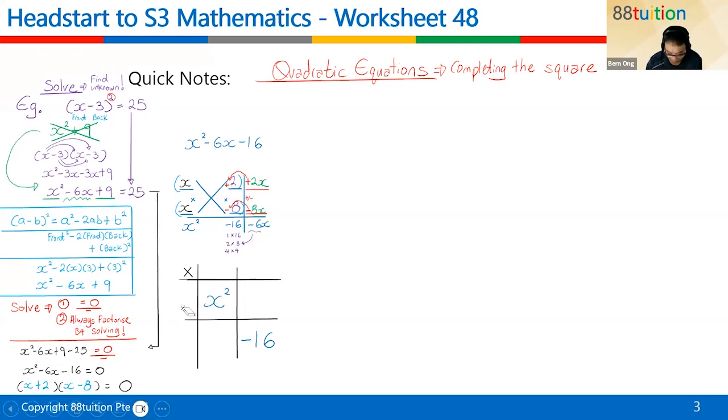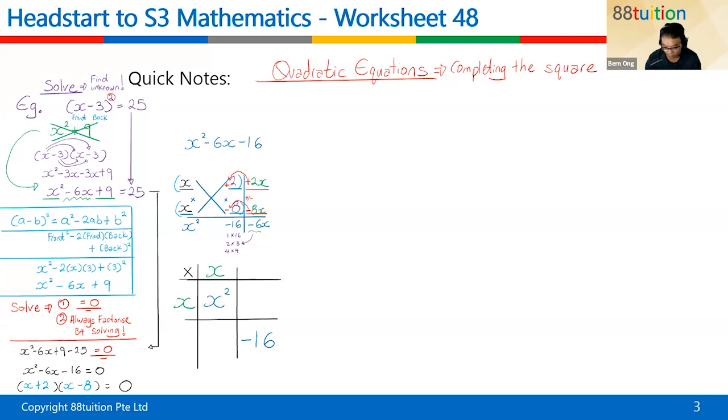So what times what gives you x square? The only possibility is x times x. So that's where you fill in the x. Similarly down here, this purple and this purple should give you the 16. Don't care about the minus first. Just think of it as a 16 first. So what times what gives you a 16?